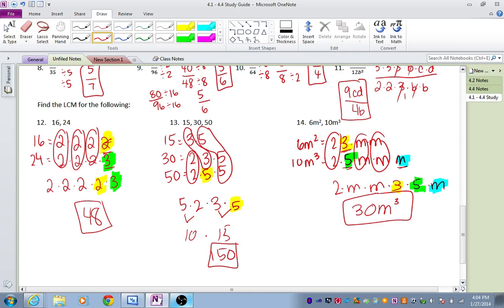Hopefully you read through the rest of the packet, especially because some of the types of questions didn't have a try on your own, especially the rules for divisibility and the equivalent fractions problems. Okay, good luck studying, and hopefully we do well on our quiz tomorrow.